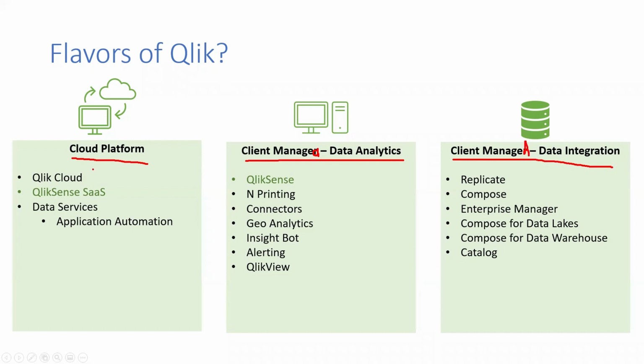So Qlik Cloud platform has Qlik Cloud, Qliksense SaaS, and then there are some data services also, which is for application automation. We will be focusing on Qliksense. That's why I have highlighted Qliksense here and Qliksense here. Now, this is in cloud. This is a SaaS offering, software as a service, right? You don't have to manage any of the server or install anything on your system. You can directly log in into cloud and do the development.